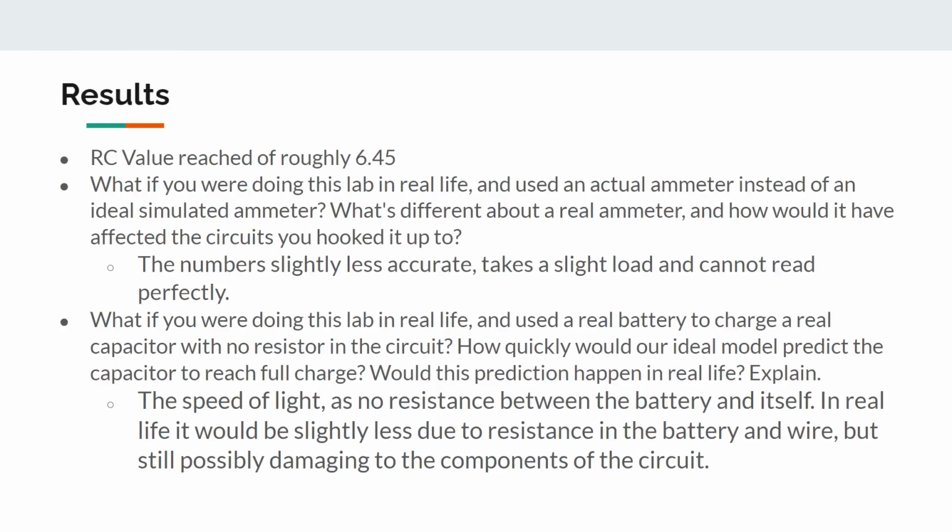If we were doing this lab in real life and used an actual ammeter instead of an ideal simulated ammeter, the numbers would be slightly less accurate, as it takes a slight load and cannot read the amperage perfectly. Again, if we did in real life use a real battery to charge a real capacitor with no resistor in the circuit, our ideal model would predict the capacitor to fully charge at the speed of light, as there's no resistance between the battery and itself. In reality, it would be slightly less due to the resistance in the battery and the wire, but still quite possibly damaging to the components of the circuit.